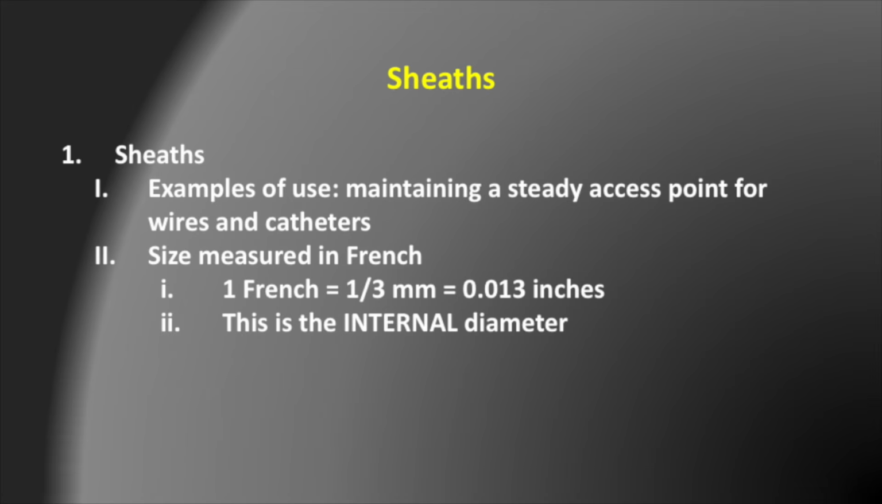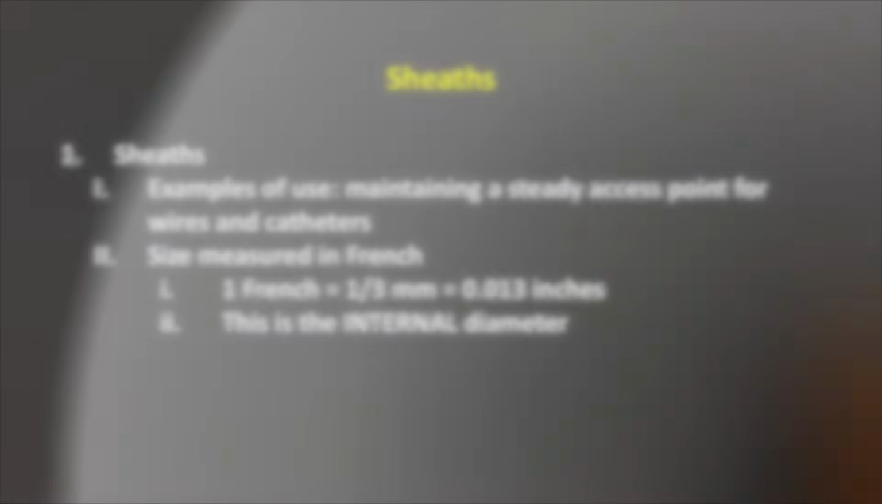Now a sheath is also measured in French, and if you remember, 1 French is 1/3 of a millimeter. However, the French of a sheath measures the internal diameter. Therefore, a 6 French sheath can accommodate a 6 French catheter because the outer diameter of the catheter is 6 French.